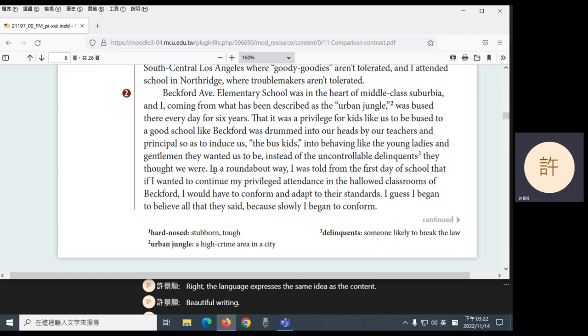In a roundabout way, which means indirect, I was told from the first day of school that if I wanted to continue my privileged attendance in the hallowed, which means sacred, 神圣的, classrooms of Beckford, I would have to conform and adapt to their standards. I guess I began to believe all that they said because slowly I began to conform. These two sentences are also very good. The teachers tell her that she has to conform. And so slowly she began to conform. Repetition emphasizes the idea. It brings together these two worlds.